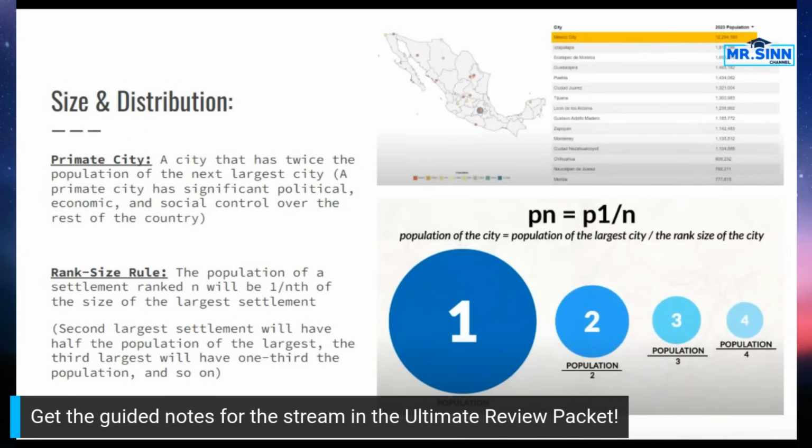Sorry. Going on to our size and distribution. So here we're looking at a variety of different cities. You want to be familiar with the primate city and the rank size rule. So these are two that you want to be familiar with. I have an example up there of both.